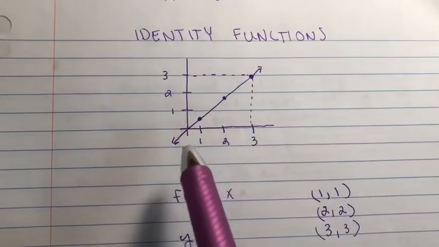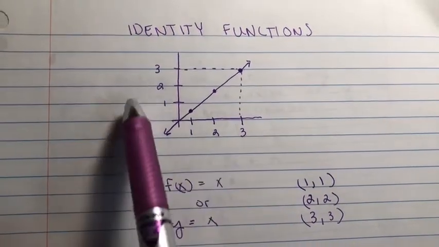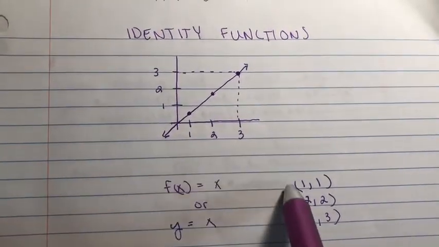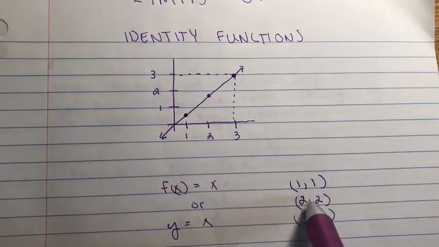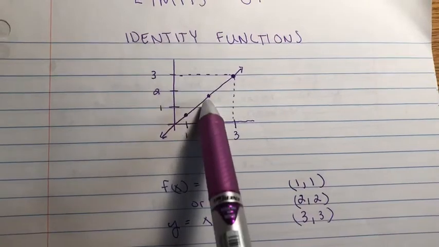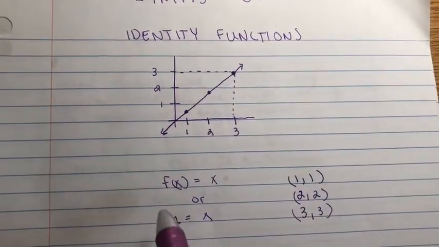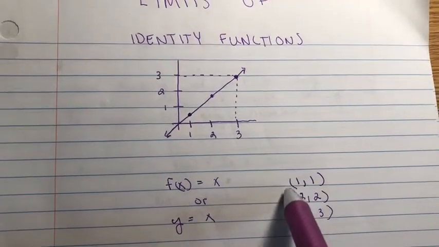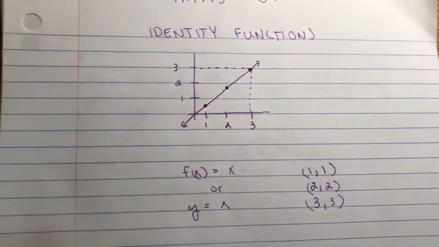So if you look at this graph here, we can see that we have our x along this side and our y along this side. And with our points, we have 1, 1, 2, 2, which will be here, and 3, 3, which will be here. So like I said, your y equals your x, so your x and y coordinates are the same on the line, on your function.